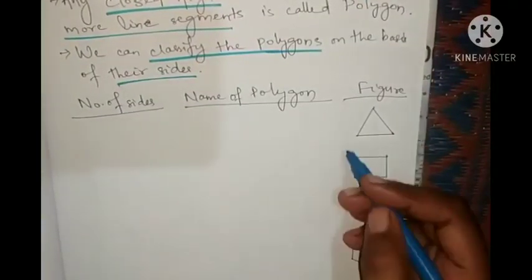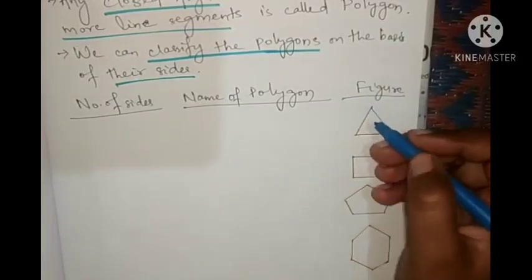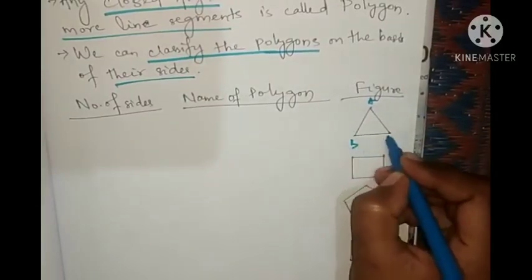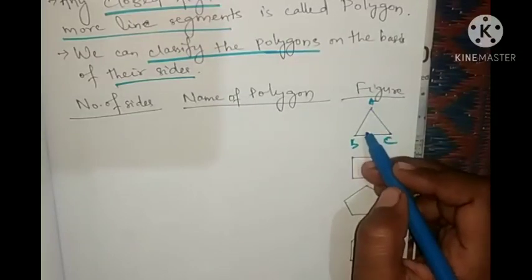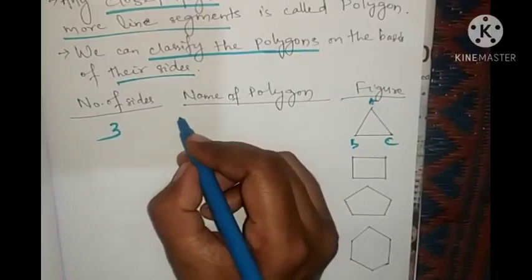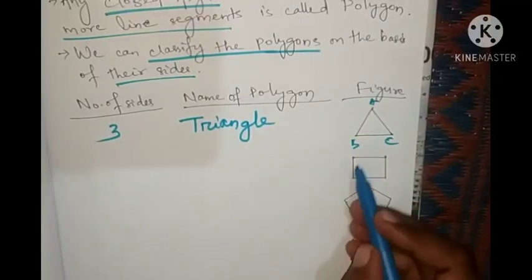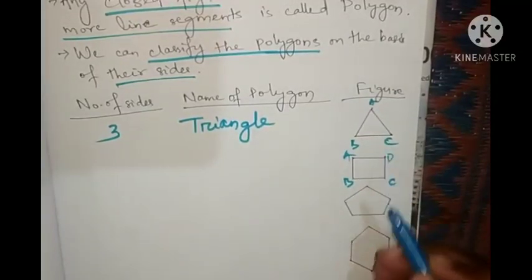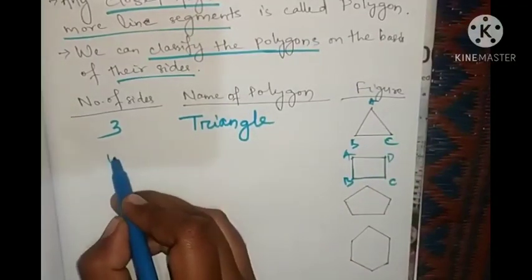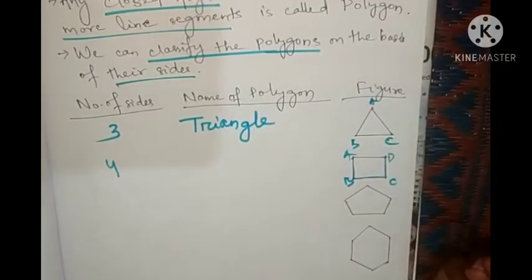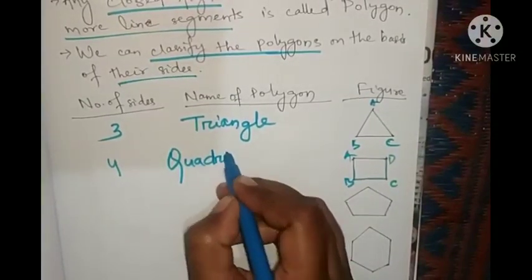Look at the first figure, A, B, C. How many sides are there? AB, BC and CA. 3 sides. That's why it is known as triangle. Next you see A, B, C, D. How many sides are there? 1, 2, 3, 4. 4 sides, so this is known as quadrilateral.